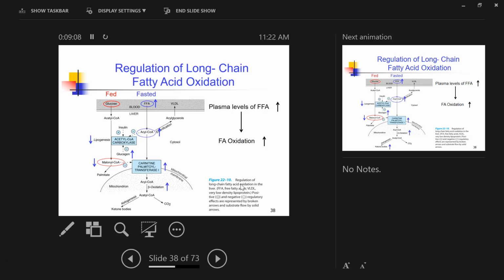I saw you have a question, right? 33. Okay, so what is the sequence of reactions that occur during fat oxidation? Beta oxidation, right? Let's see.